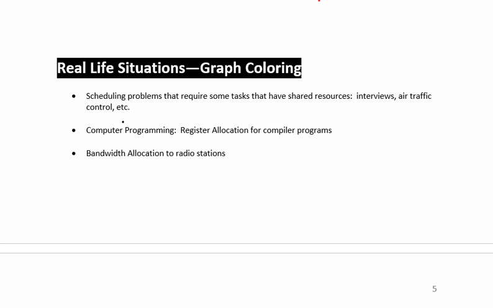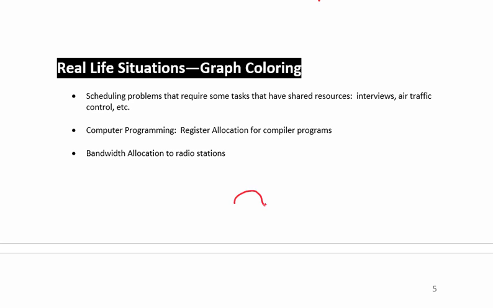So the computer programming we would do to solve those is an application of graph coloring where we would consider our resources to be vertices. And if they can't be used at the same time, we would say they can't be the same color. There's a computer programming topic called register allocations for compiler programs. Those of you who are interested in computer science will come across this someday, and that is another application of graph coloring. Bandwidth allocation to radio stations.